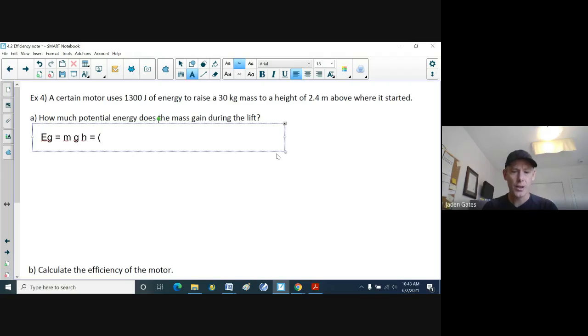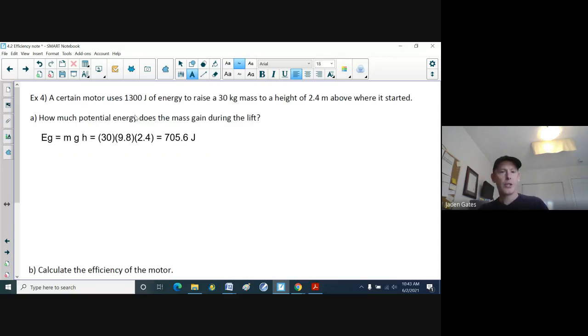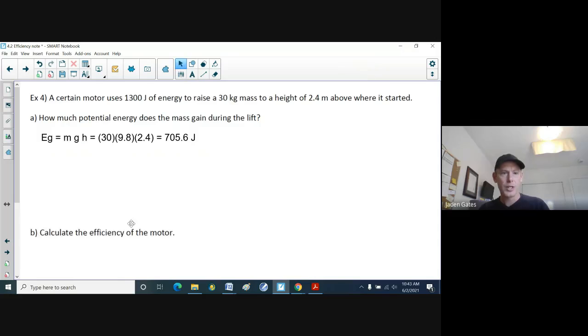Now this is a 30 kilogram mass. Our g value, well, we're still on Earth here, 9.8. And we raise it up 2.4 meters. Now I'm going to multiply the 3 numbers here, and I get 705.6 joules of energy, going to 2 decimal places. That's how much gravitational potential energy this thing increases by.